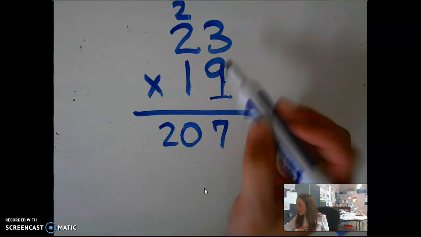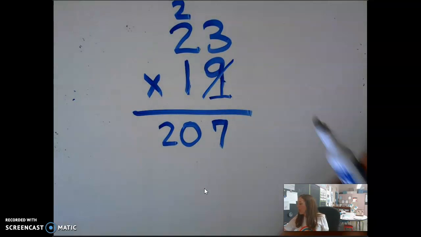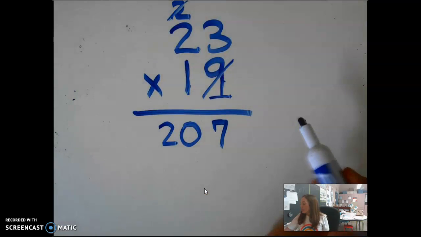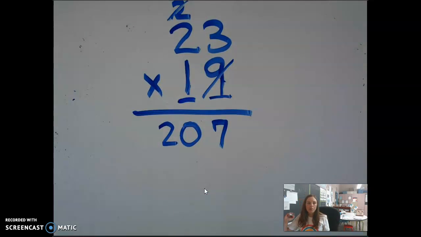Now, we're finished with the 9. We're not going to worry about it anymore. And we're done with this too, so I'm going to cross that out also. Now it's time for us to multiply our 10 by 23. Remember, 19 is the same as 1 ten and 9 ones. So now we have to multiply our 23 by 10.